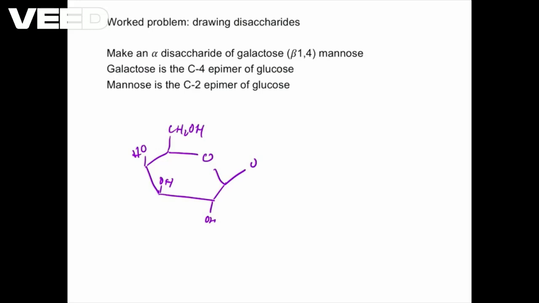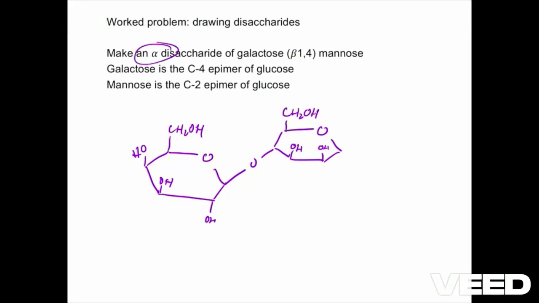Well, mannose has its carbon 4 oriented down, and then mannose is the C2 epimer of glucose, so C2 will be pointing up, C3 will be pointing up, and finally we're asked to make an alpha disaccharide in this case, so the hydroxyl group is going to be pointing down. So that would be galactose beta 1,4 mannose in an alpha disaccharide.